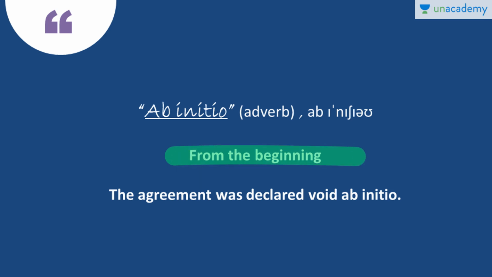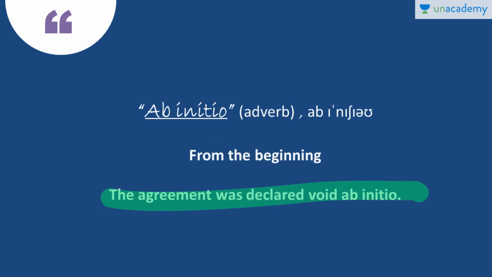For example, the agreement was declared void ab initio. Now what does it mean? It means that the agreement which I'm talking about was declared void ab initio. So simply I can say that the agreement was declared void from the beginning.